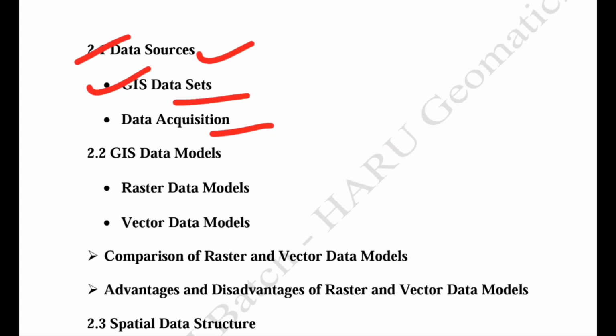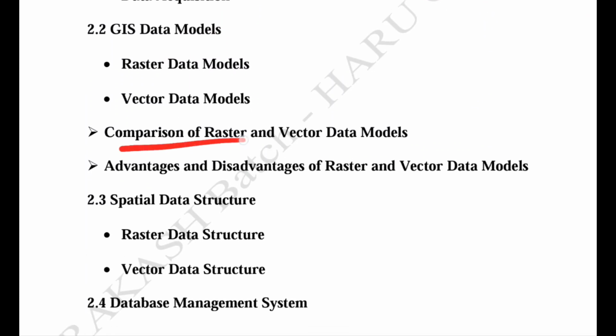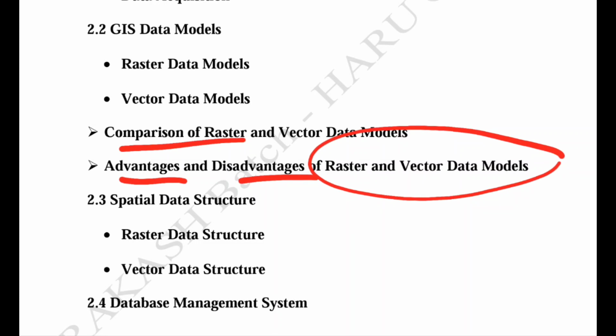Second one is the most important part of unit 2, that is GIS data models, in which we will read about the raster data model and vector data model. After that, we will compare those two data models, and we will also see the advantages and disadvantages, because everything has advantages and disadvantages also. So we will read about the raster and vector data models, advantages and disadvantages.